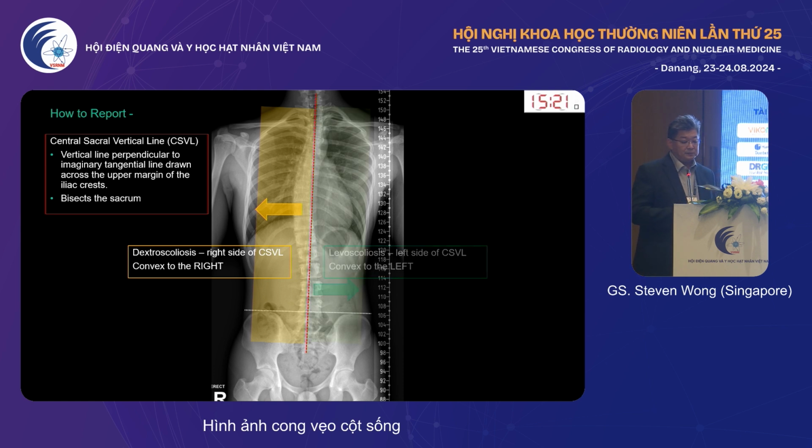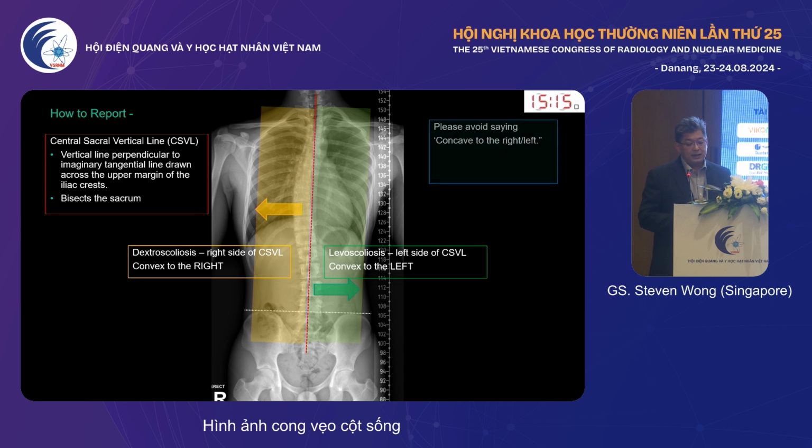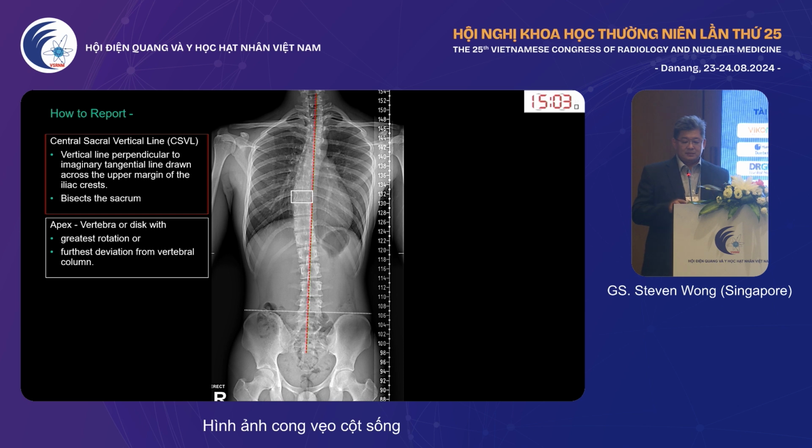If we follow the surgical convention, the surgeons always talk about convex to the right or convex to the left. Surgeons never talk about concave to the right or the left. So you've got to use the terminology that your surgeons are comfortable with and are used to. You don't want them to do it on the wrong side. Then you determine which is the apex. The apex of the scoliosis is the one that's furthest away from the central vertical line.